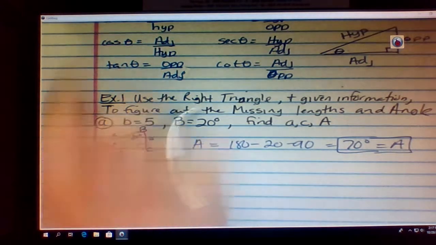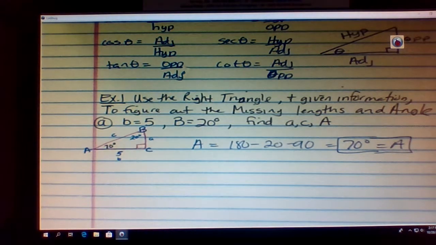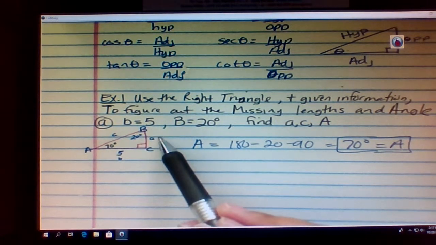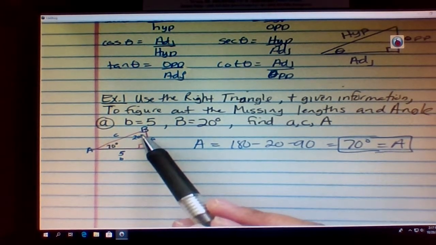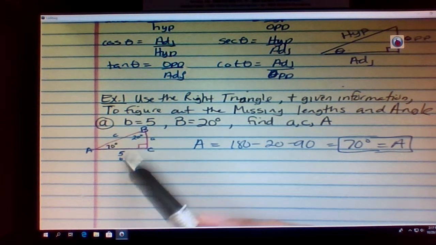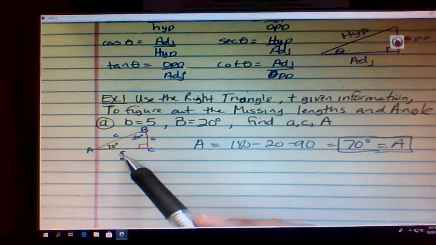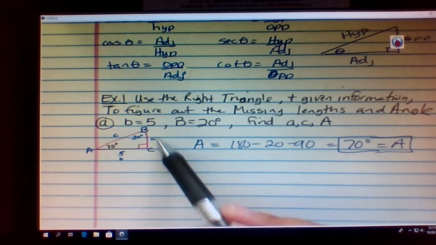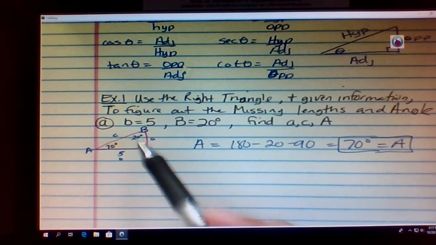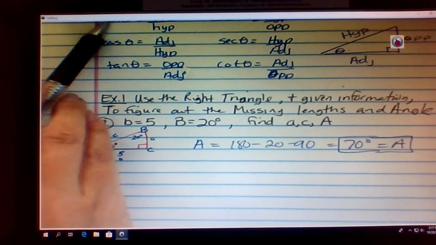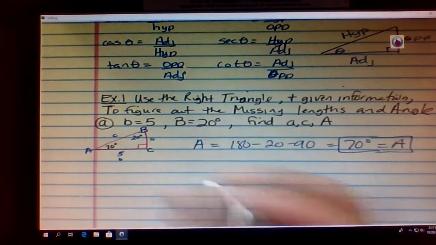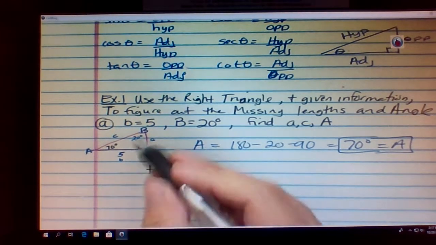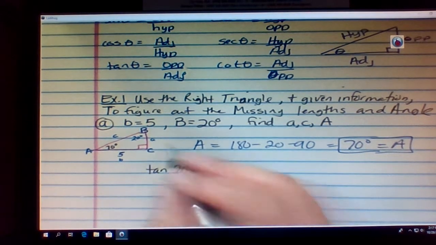Using the formulas from up here, you have a choice of what you could use. But if we use the 20 that they give us at the beginning, and I need to find little a and little c, from this 20, the 5 is opposite, adjacent, or hypotenuse? Opposite. And the little a is adjacent. So if I'm using opposite and adjacent, which one would I use? Sine, cosine, or tangent? Tangent. So I have tangent of 20 degrees equals my opposite, which is 5, over my adjacent, which is a.